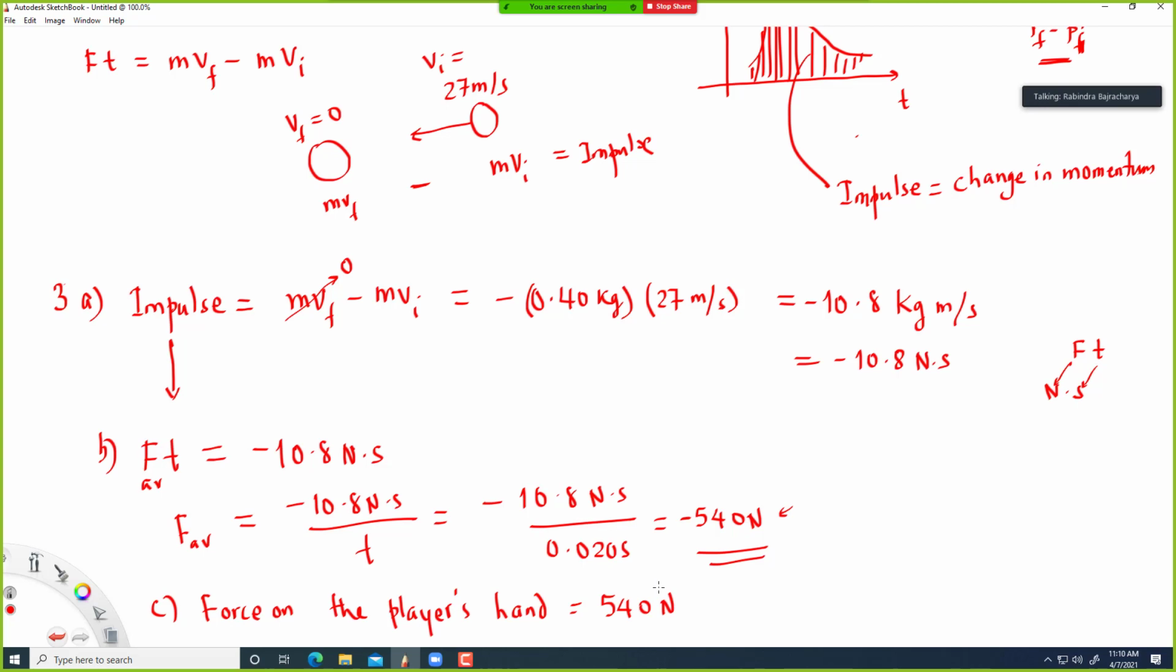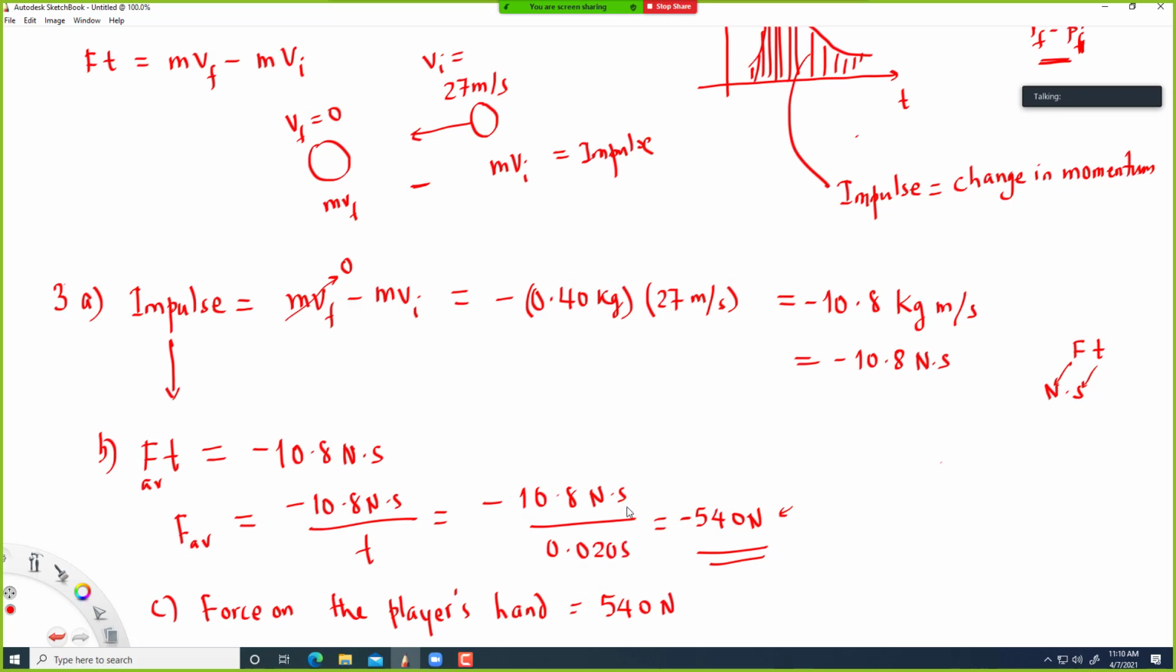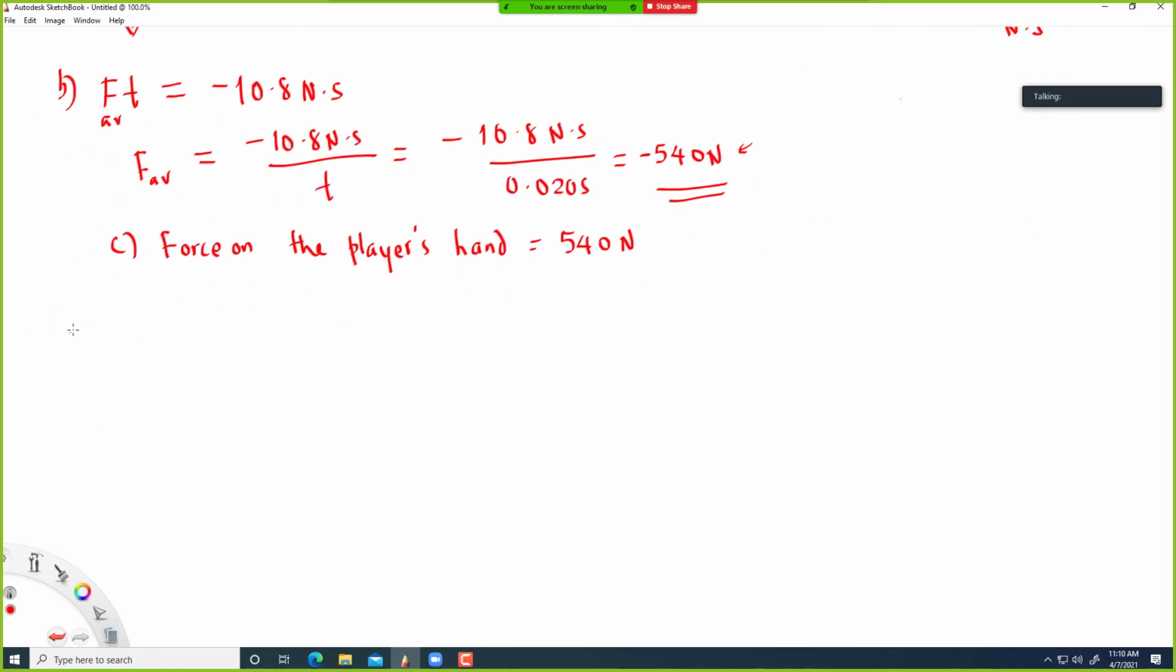Okay, so we have more parts here. We have D. Why don't you guys try D? It's the same kind of question. It's asking what would be the average force if the time is 0.004 seconds. Exactly the same as part B, you just need to use a different time. So you guys do that and tell me the answer. Force average.